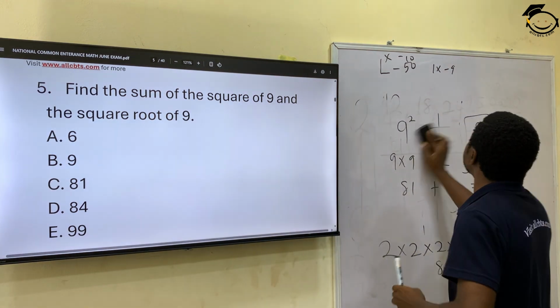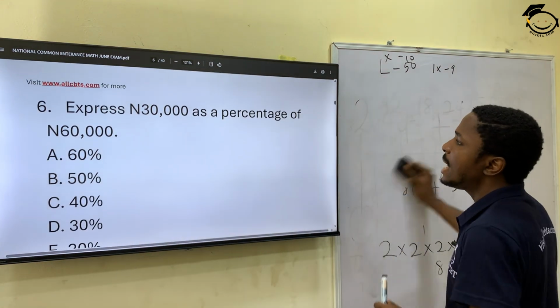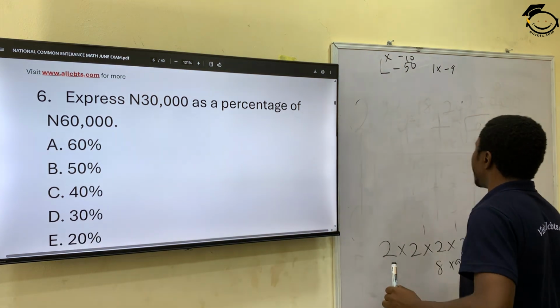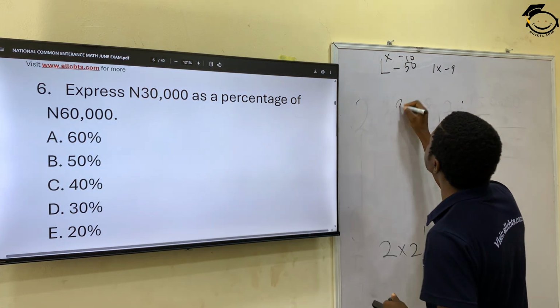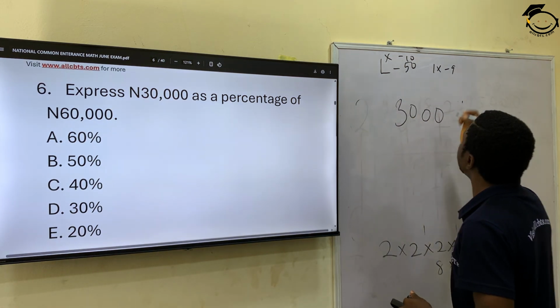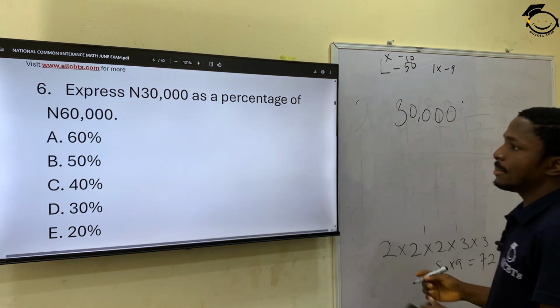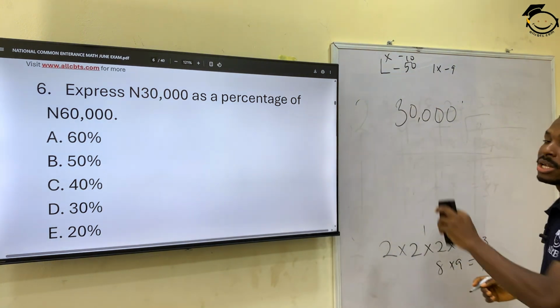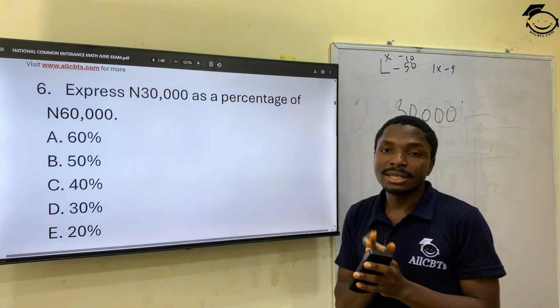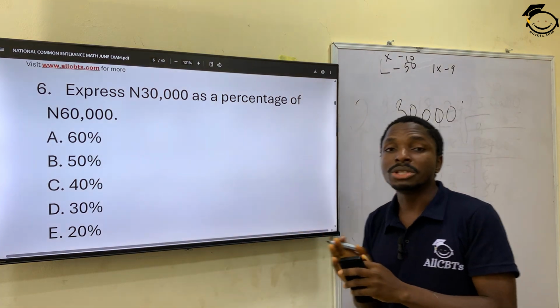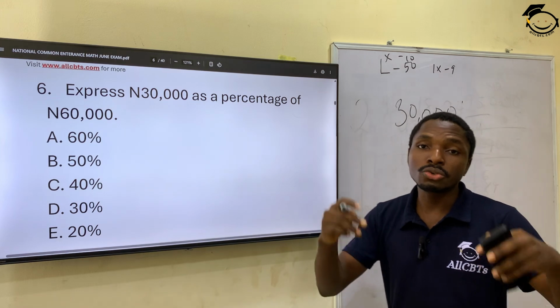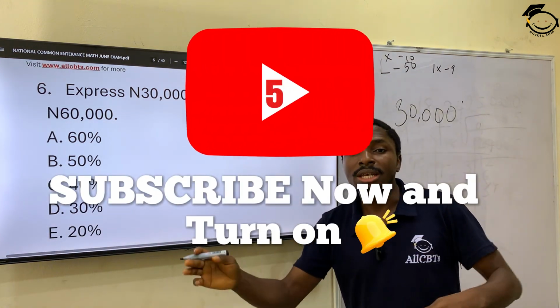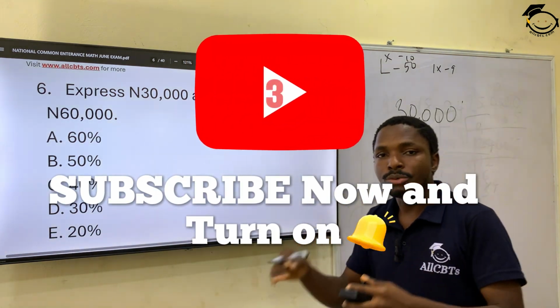Now question number 6. Express 30,000 as a percentage of 60,000. So 30,000 as a percentage of 60,000. I told you in the video I did yesterday on National Common Entrance, one of the quantitative questions we did. If you are yet to see that video, make sure you go to the description. You see a link to the playlist where you will see that video.